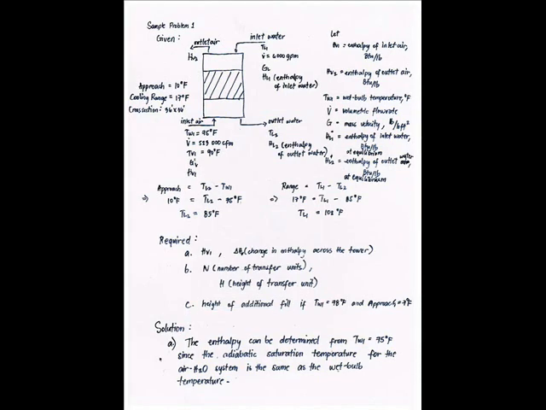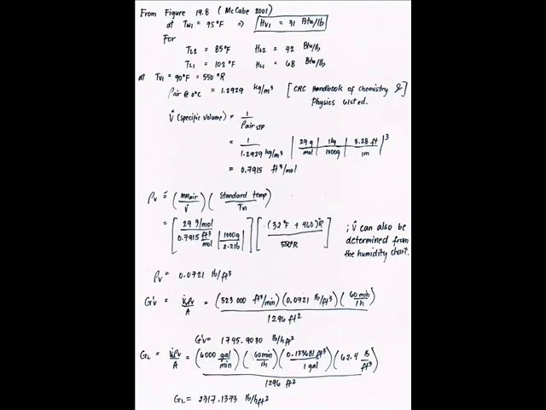For letter A, enthalpy can be determined, hence adiabatic saturation temperature is just equal to the wet bulb temperature. We can get the value of the inlet air enthalpy HV1, outlet water enthalpy HL2, and inlet water enthalpy HL1 from figure 19.8 using the equilibrium curve and their respective temperatures. Values are as shown to you.